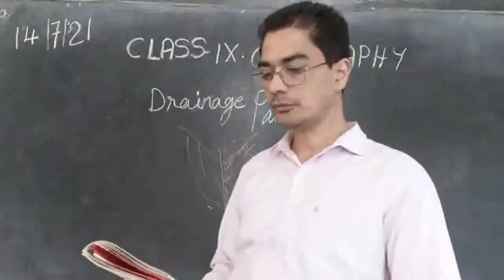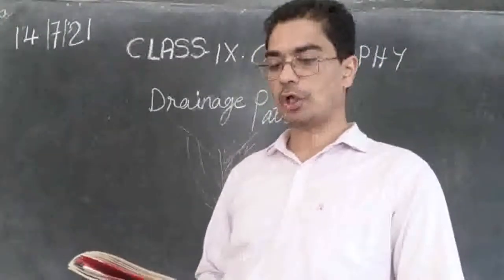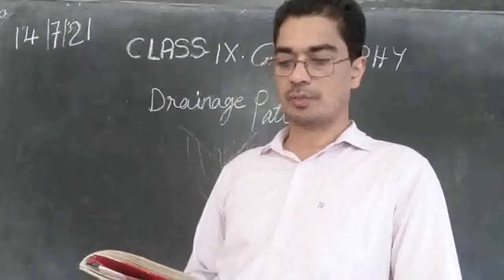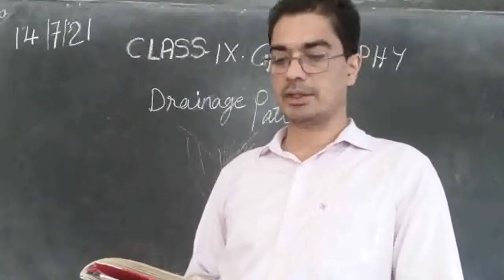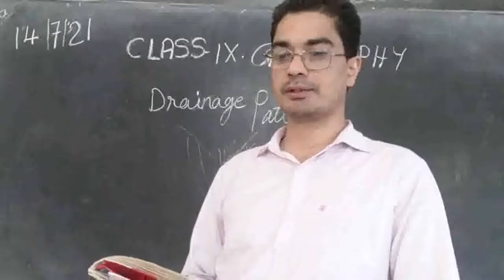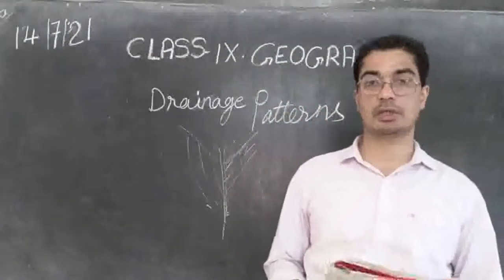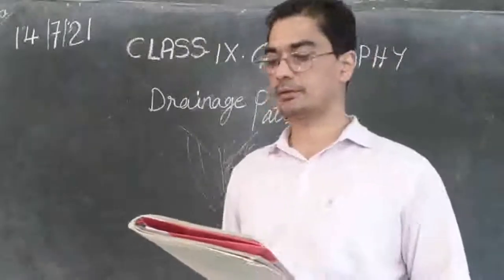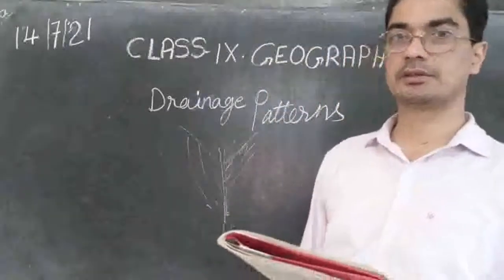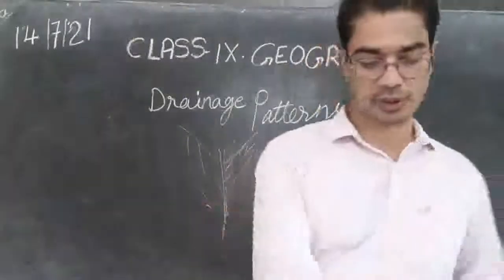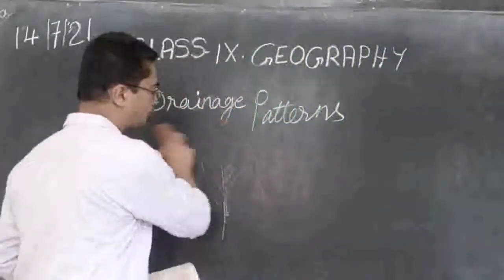Then a river joined by its tributaries at approximately right angles develops a trellis pattern. So the second type of drainage pattern is called trellis pattern. What is trellis pattern? Where a river is flowing.